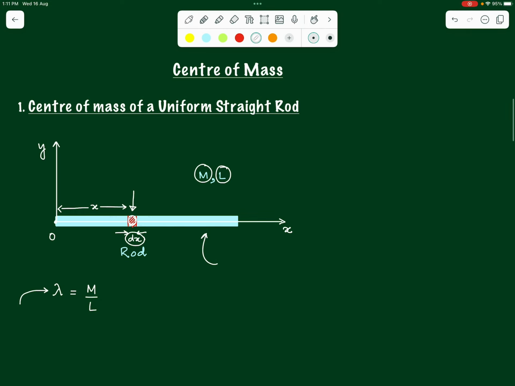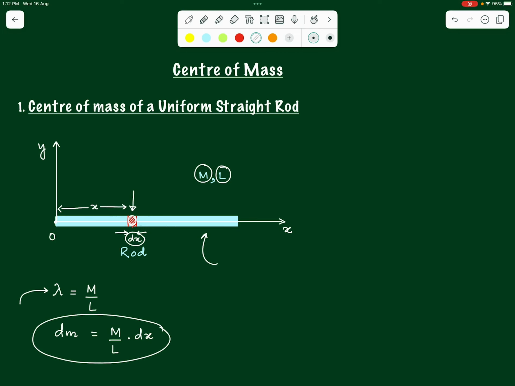Now if we want to find the mass of this element dx of the rod, we call this small mass dm. The length dx will have a small mass dm, which is nothing but the mass of the rod per unit length multiplied by the elemental length whose mass we are supposed to find. So M by L into dx gives us the mass dm of the small portion of the rod.